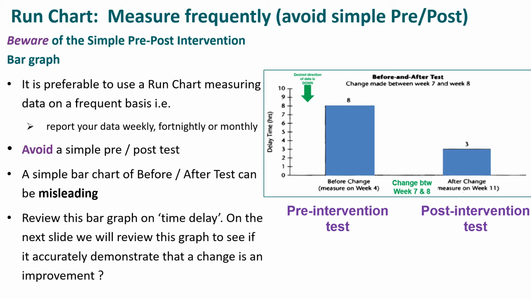So this bar graph is depicting some measurement from a project that was done over several weeks. They were looking at time delay in hours and the desired direction of the data is down. On week 4 they did a measure and also on week 11. And they made some changes on week 7 and 8. In other words, they tested some PDSA cycles.